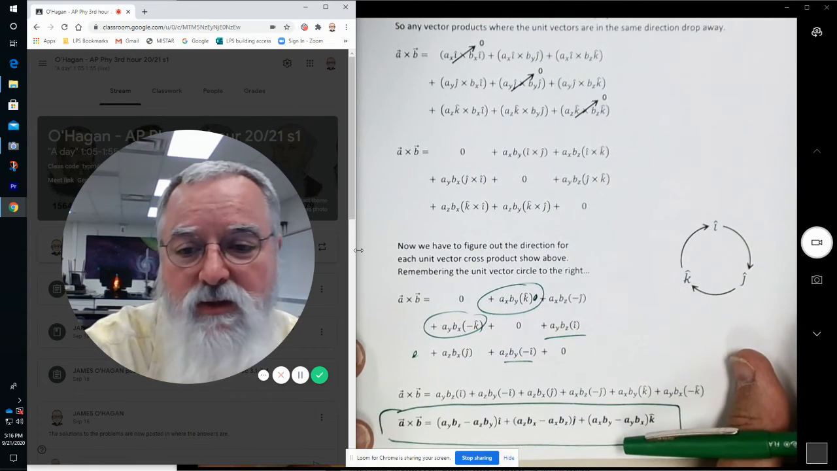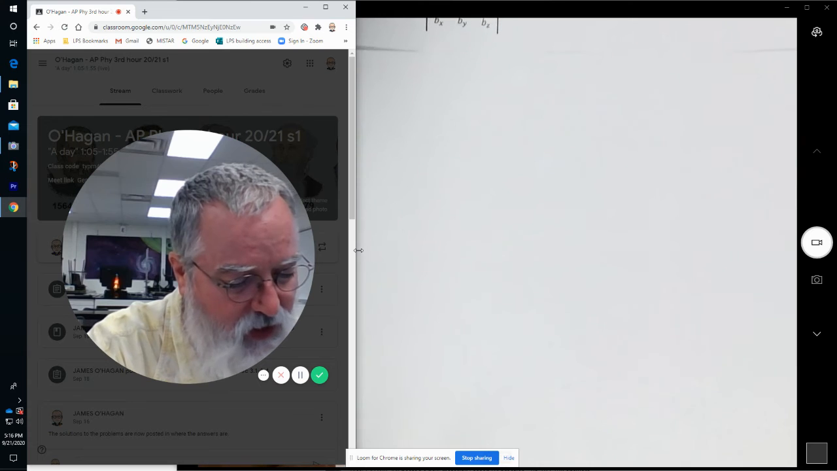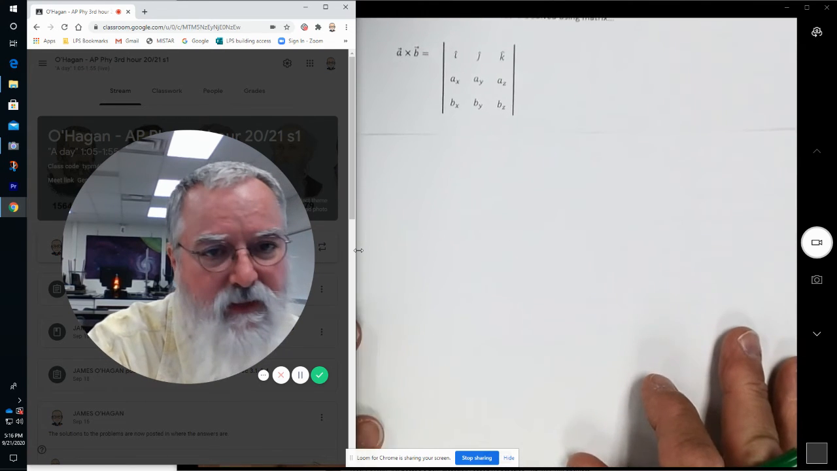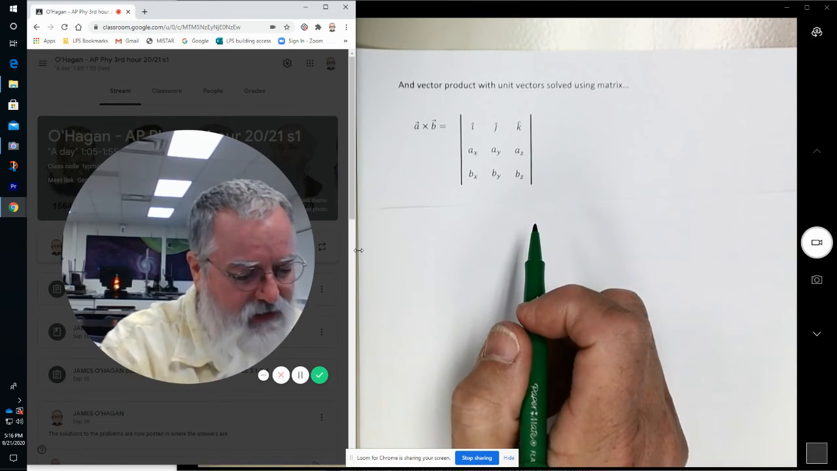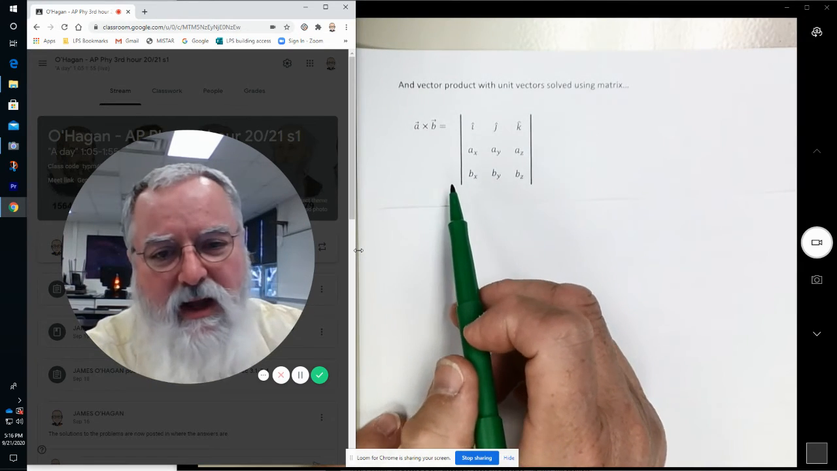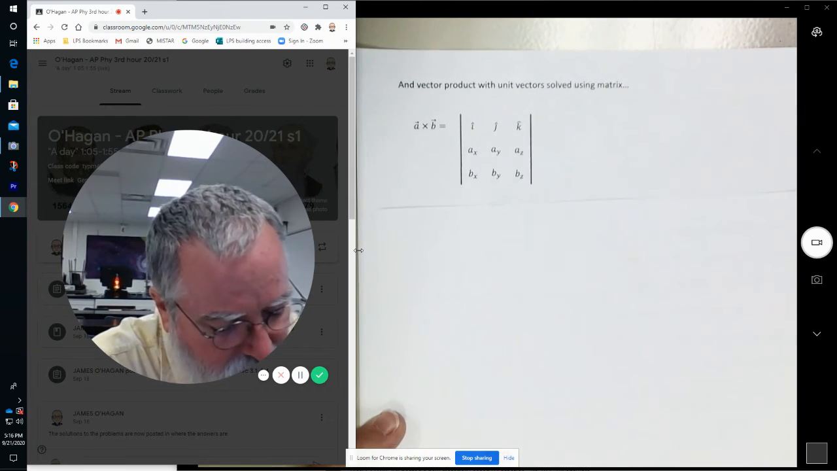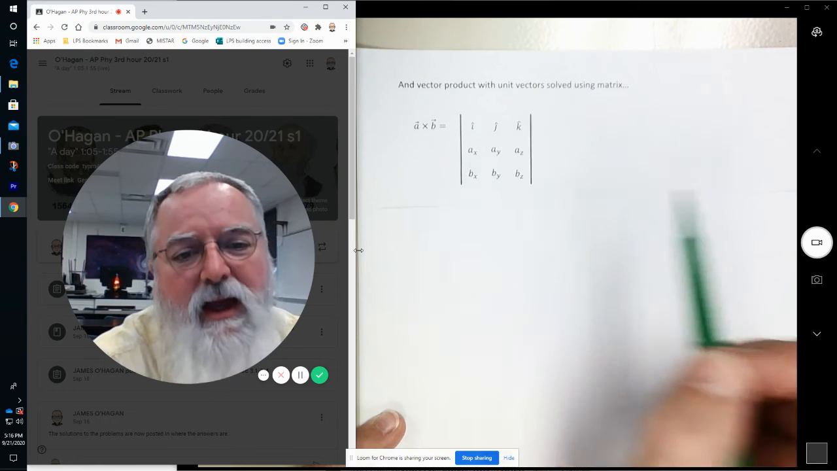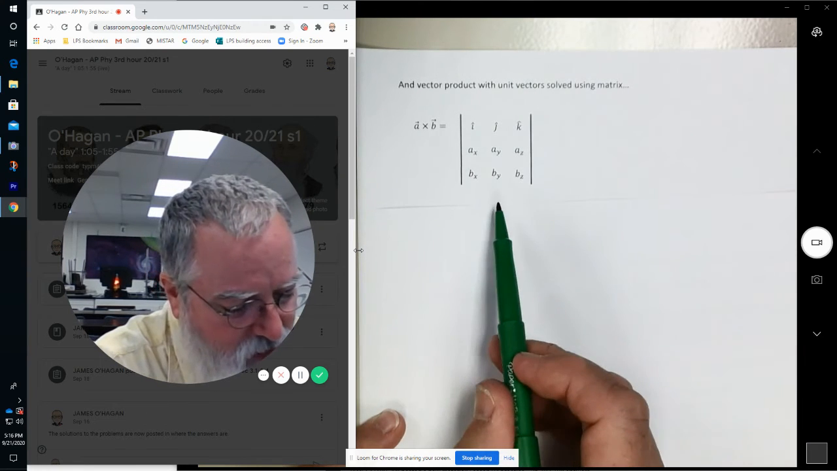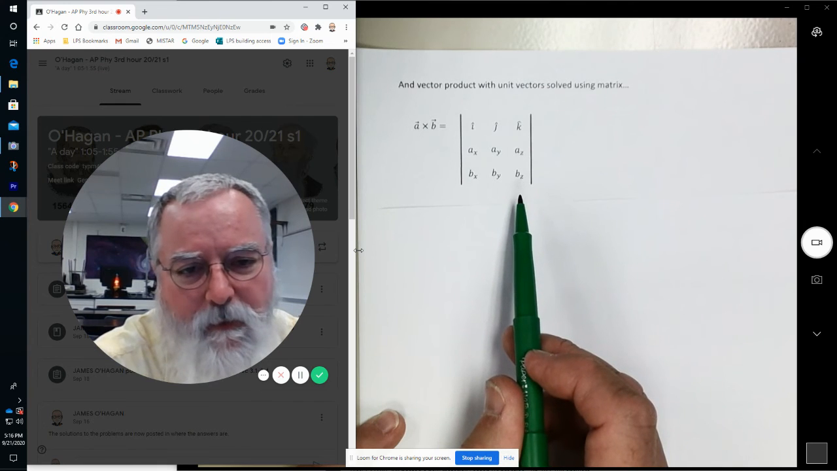There's another way to do this very quickly if you know what you're doing, and it has to do with matrices. So here you go, matrices. We're going to do a cross product on these vectors, and we're going to solve it using a matrix. So here's how I set up my matrix. In the I direction, I've got AX and BX. In the J direction, I got AY, BY. K direction, AZ, BZ.